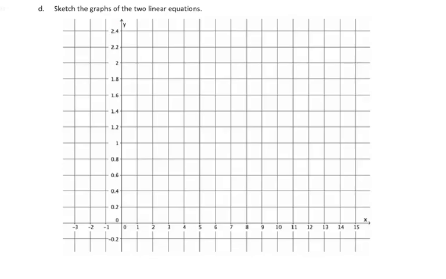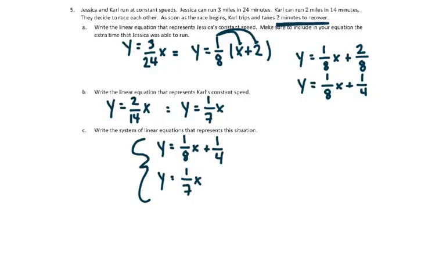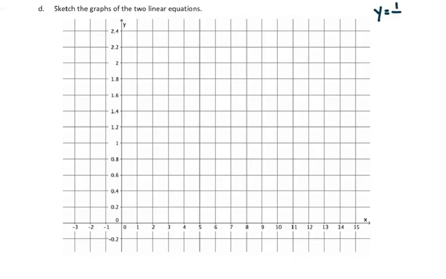So I'm going to move forward to graph these two equations. Jessica's equation is y equals 1/8 x plus 1/4, and I'm going to represent Jessica with black. And Carl's equation is y equals 1/7 x. So we need to graph these two equations. Now remember, the first point that we plot in terms of linear equations is the y-intercept. For Jessica's, it's a little bit easier for us to know what the y-intercept is because it's written right there for us. It is 1/4.